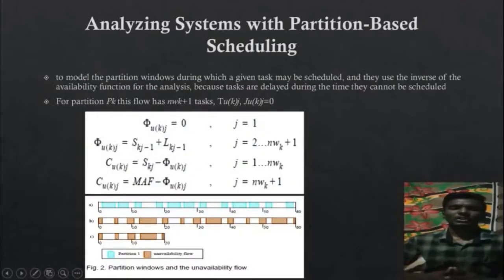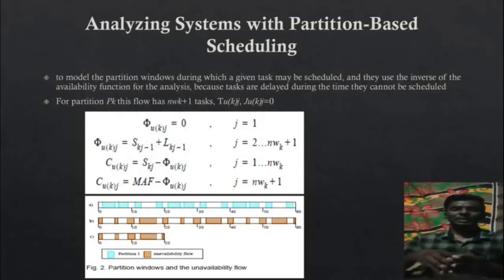Okay, let's move on to partition-based scheduling. So we know what a partition is. A partition is nothing but a time frame in which the real-time tasks are going to be executed. It has a number of timing windows. Each task comes under the scheduler, some fixed priority scheduler, to model a partition on which the given task may or may not be executed.